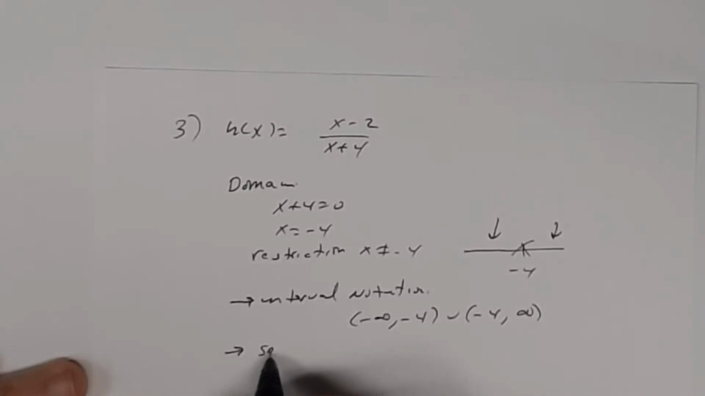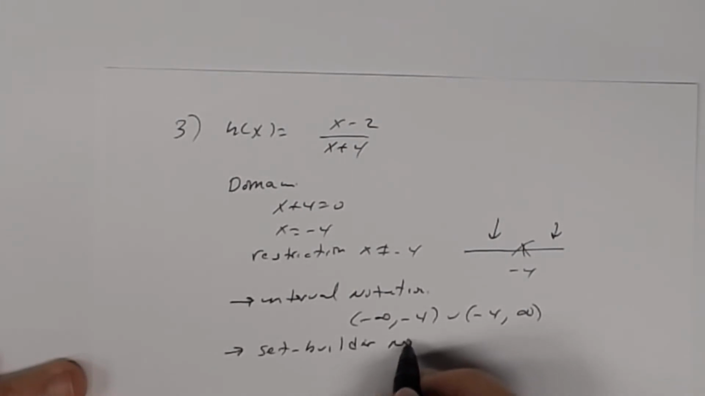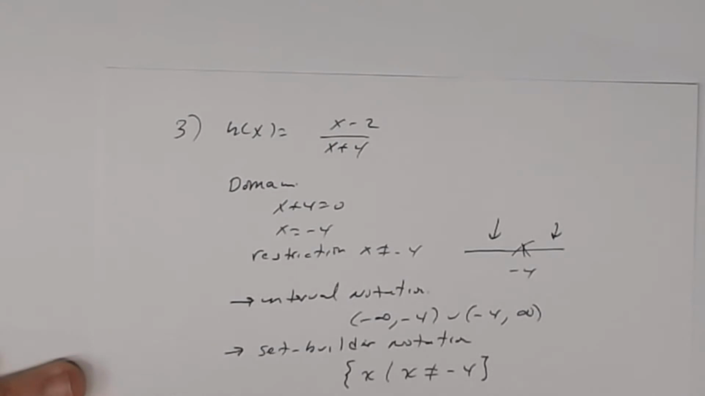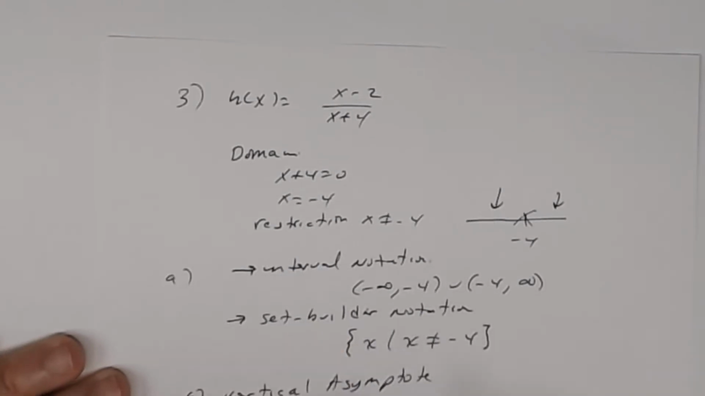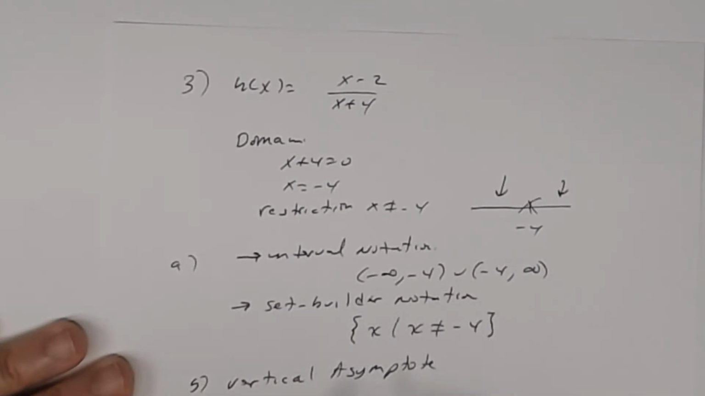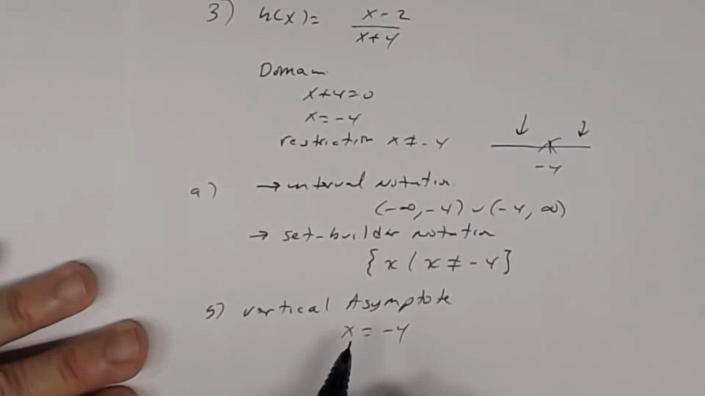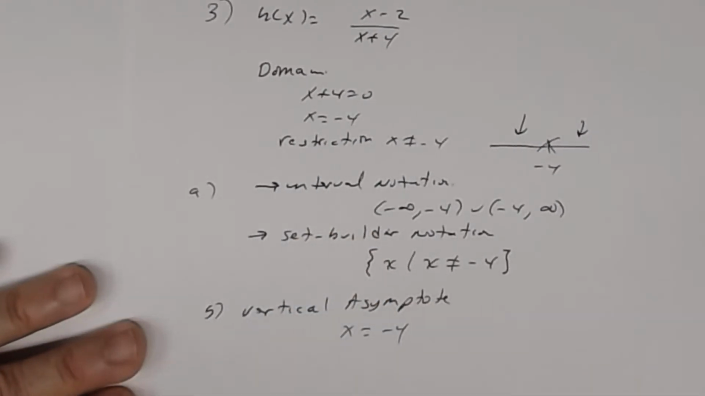In set builder notation, you're going to say the set of x's such that x does not equal -4. Okay? Now, so that's part A. Part B, the vertical asymptote, and there's just one here, right? Because there's only one restriction. And so the vertical asymptote is x equals -4. So for your vertical asymptote, you must say x equals. And so x equals -4.